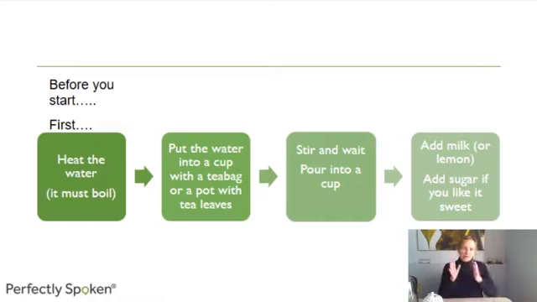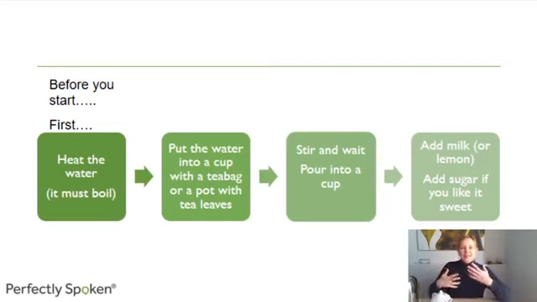Notice here in this simplified process, you've got heat the water, imperative, it must boil. Put the water into a cup with a tea bag. That's another way of doing it. You can make tea in a pot, or you can just directly put the tea bag into the cup. Okay. Stir and wait, pour into a cup.